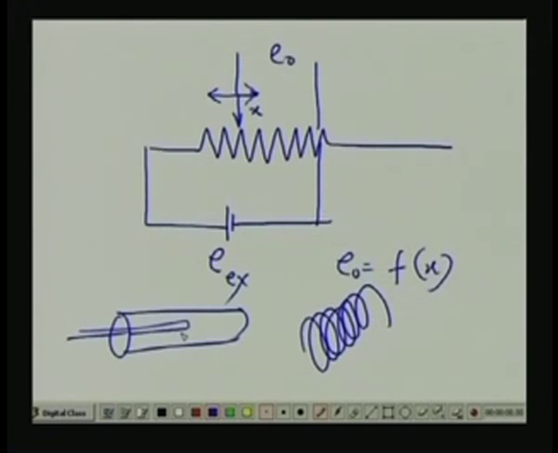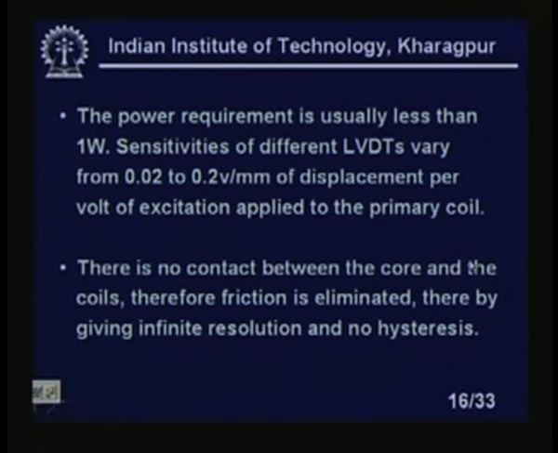Small means good, extremely high, because in this case there is no question of how fine and how close the windings on the outside are; that does not matter, because the resolution here depends on the magnetic linkage between the two. It does not depend on the physical position or the physical number of coils which get in touch with the wiper. So that is a great advantage of the LVDT. There is no contact between the core and the coils, therefore friction is eliminated, thereby giving infinite resolution and no hysteresis.